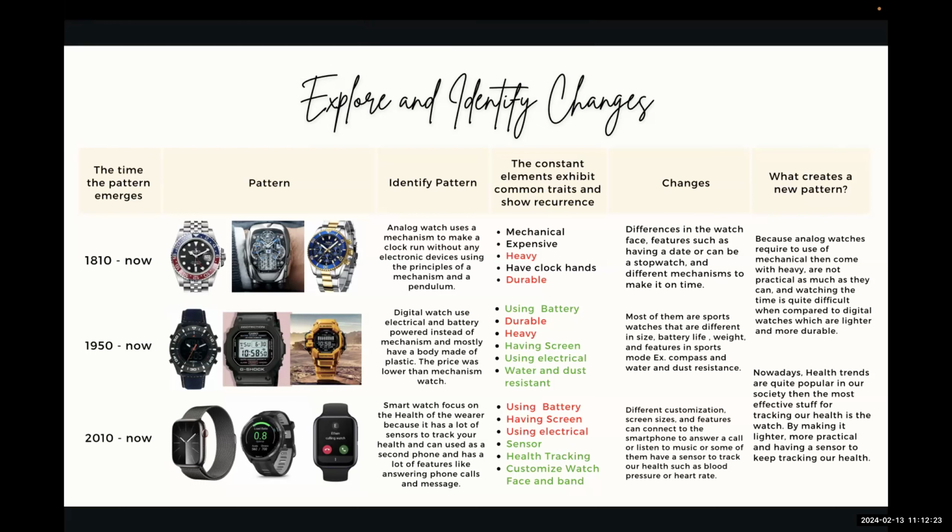For example, some of them have a compass and are water and dust resistant. Some of them can be diving watches. You can dive as deep as 200 meters.